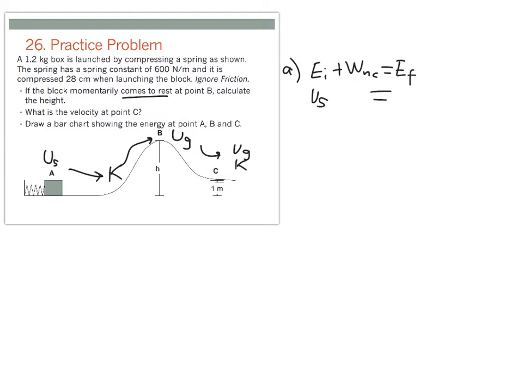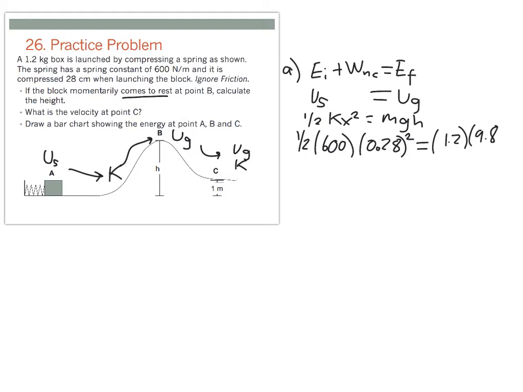And the energy we end with at point B here is gravitational potential energy. So I've plugged in the formulas I know for each of those, for spring potential energy and gravitational potential energy, and now we can go ahead and plug in the values I know. My spring constant is 600. X, the distance the spring is stretched, is 28 centimeters, or 0.28 meters, okay? And that's going to be equal to my mass, which I know is 1.2 times 9.8 times my height. And when I go ahead and solve for that height there, I get 2 meters as my height.